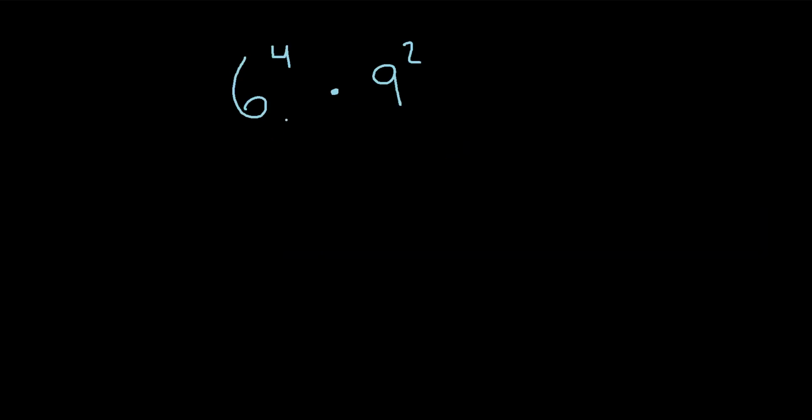All right, let's try one more example. Let's say we have 6 to the fourth times 9 squared. How can we multiply these values together? Well, we'll start by noticing that we could rewrite 9 as 3 squared. So let's do that. So let's write 3 squared, and then it's raised to the power of 2.